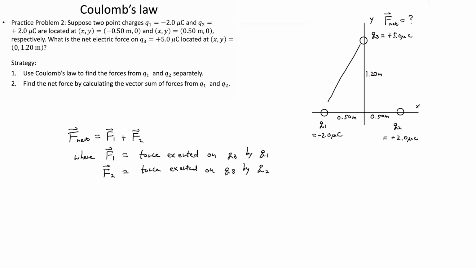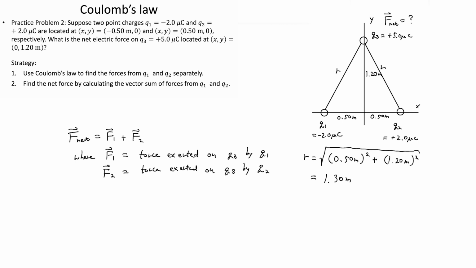To find F1, we need to know the distance between Q1 and Q3, which I call r. Because of the symmetry of the system, this r is also the distance between Q2 and Q3. To find the value, we can use the Pythagorean theorem, so r is equal to the square root of 0.5 meters squared plus 1.2 meters squared, which is equal to 1.3 meters.